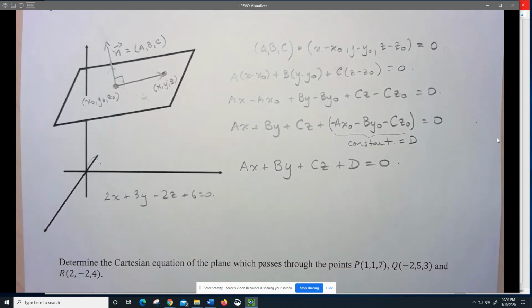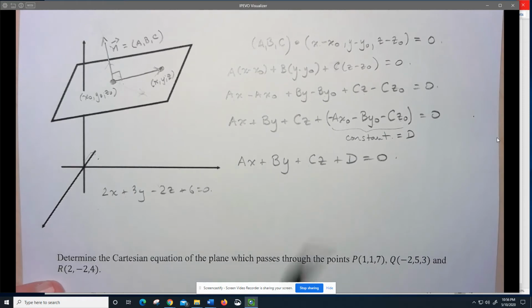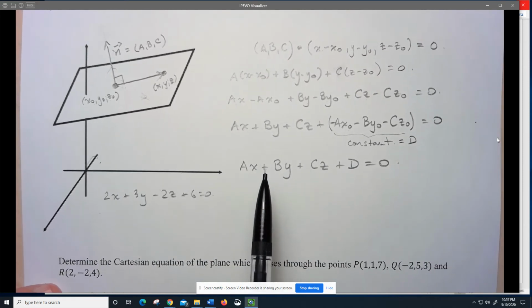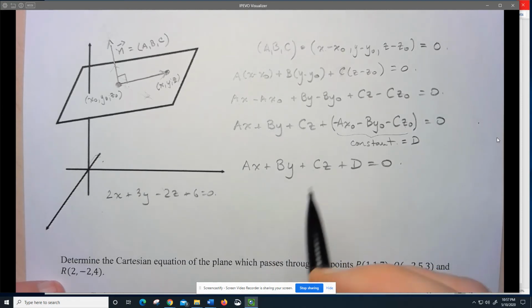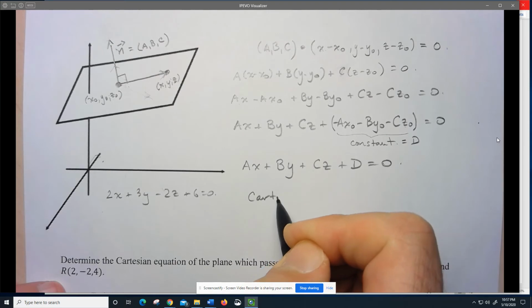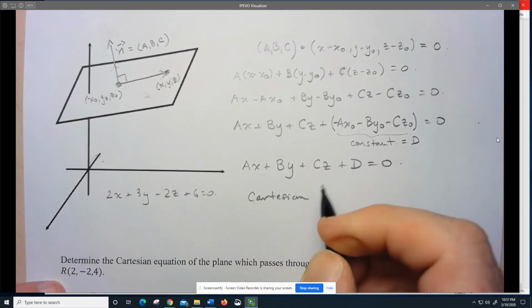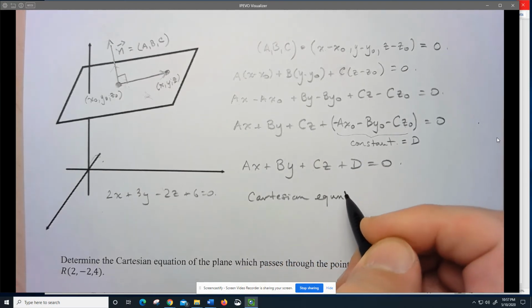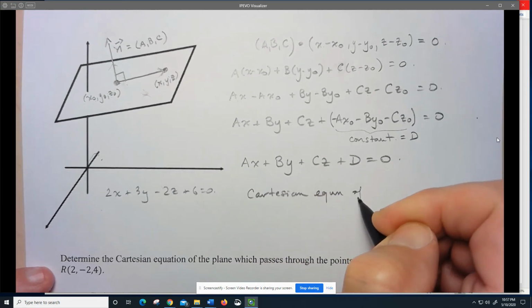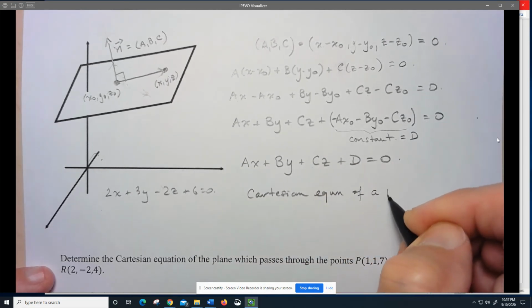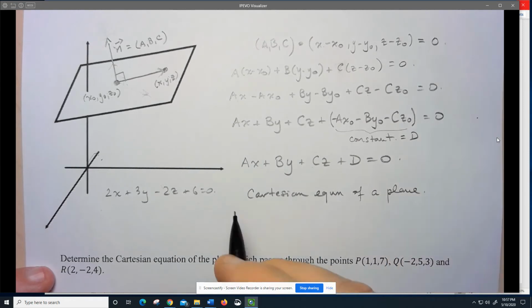Now, what's going to be nice about this equation of the plane is, guess what? There's only one, what we call the Cartesian equation of the plane. Okay, we don't use standard equation. We use Cartesian equation of a plane. Sometimes also called the scalar equation of a plane.